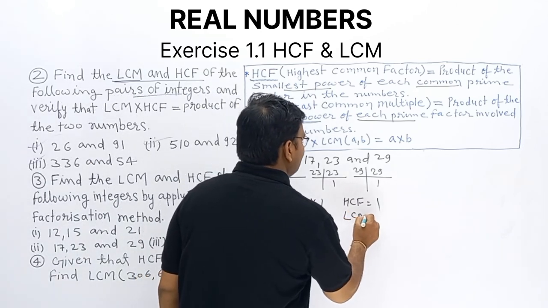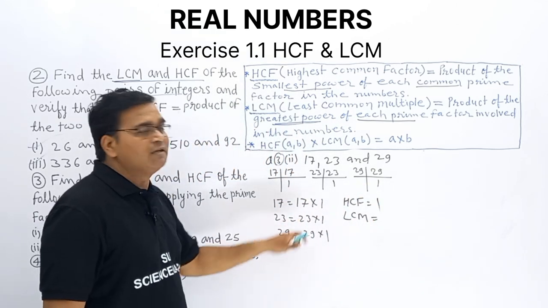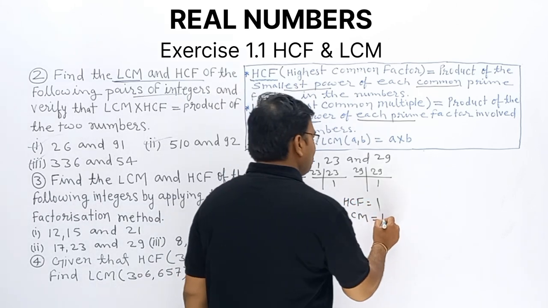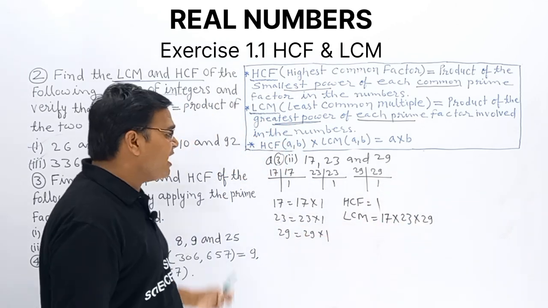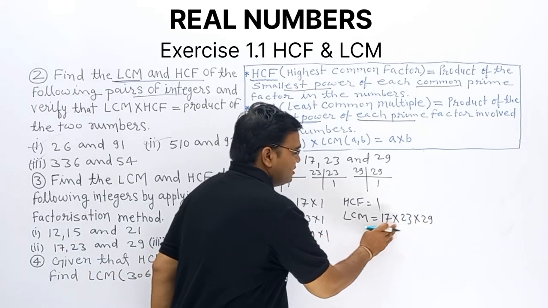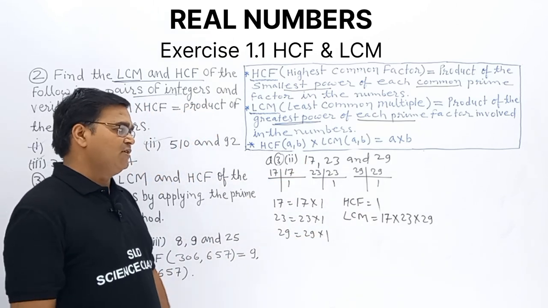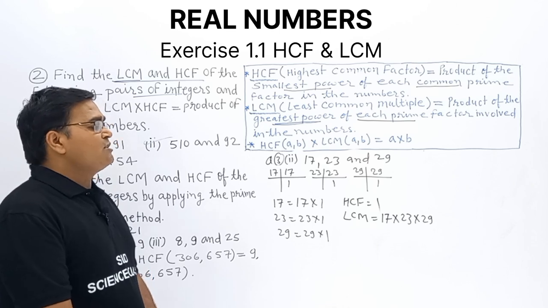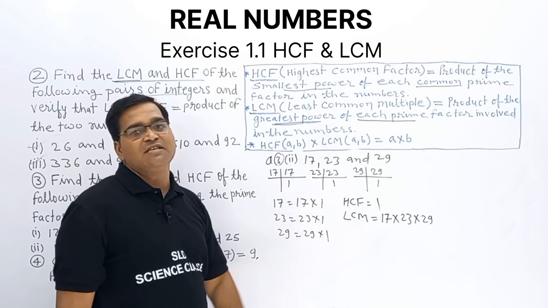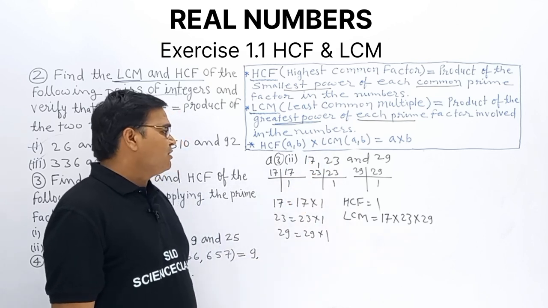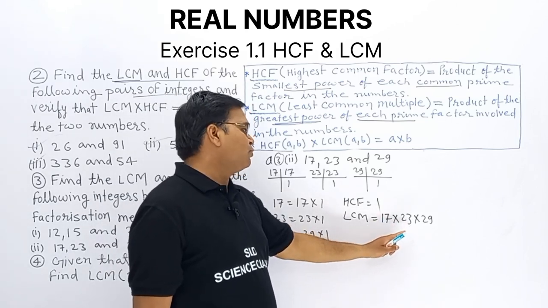Now the LCM. What will be the value of the LCM? Whatever prime factors are involved in the numbers, we will write one time: 17 into 23 into 29, and the product of these numbers will be the LCM of the given 3 numbers. So you can do this product and calculate the value of the LCM. I'm not doing the product here, you can try, it is an easy product.